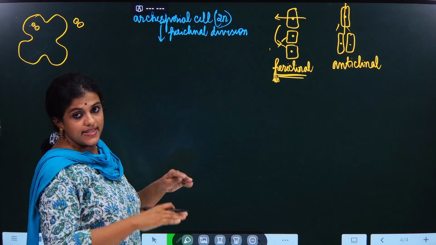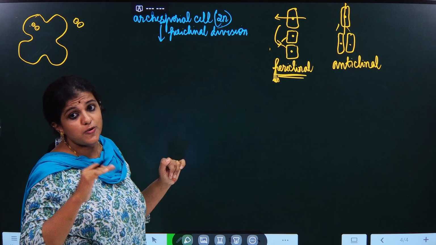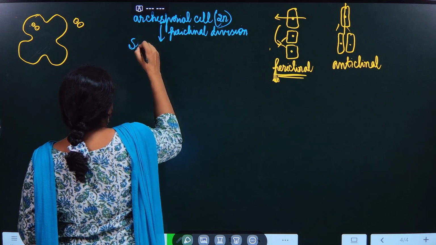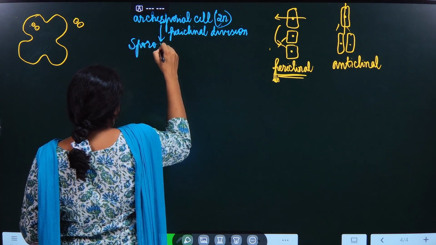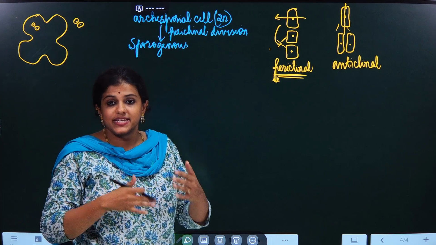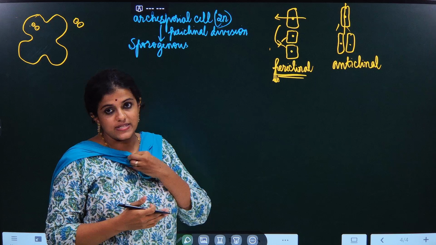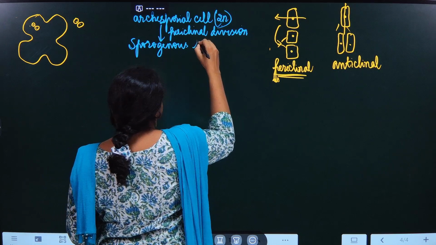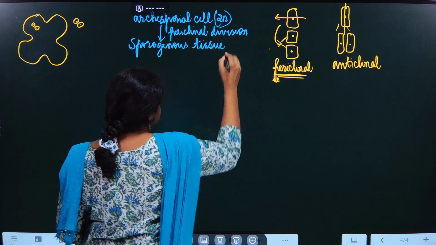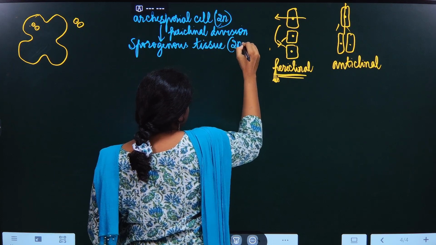Outer parietal and inner sporogenous layer. I am not going to speak about the parietal layer. Let me directly go to sporogenous cells. Sporogenous cells continuously divide through mitosis and form sporogenous tissue. Sporogenous tissue is also diploid.